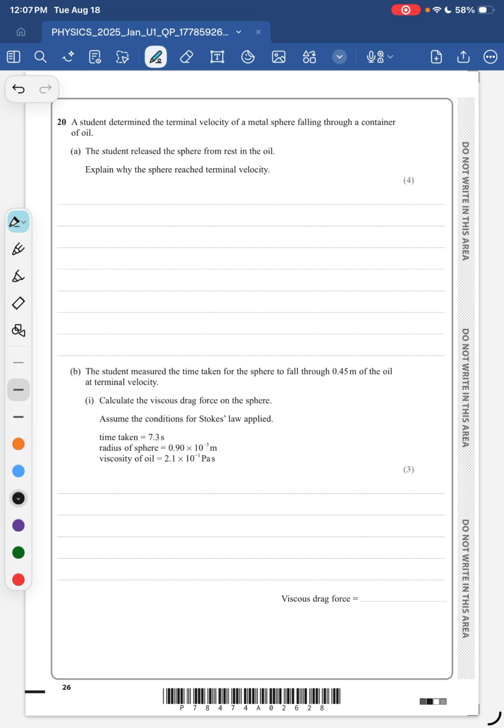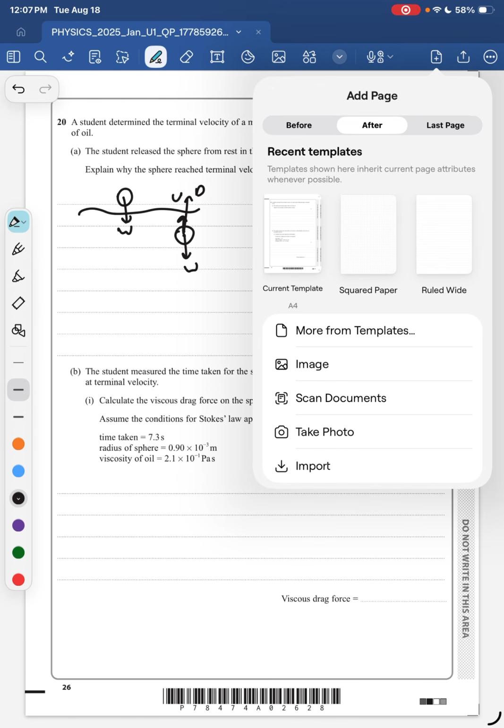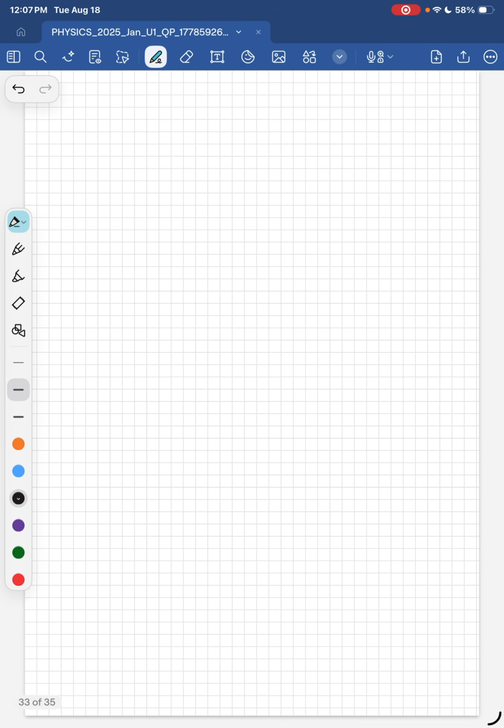Okay, let's draw the forces. Initially, outside the oil, there is just the weight. Then inside the oil, we have the weight acting down, the upthrust, and the drag force. These are not drawn to scale, by the way. Now let's use a clean page and write down what's going on.